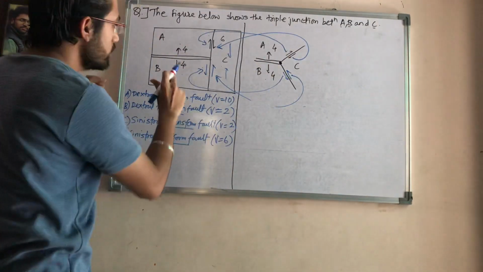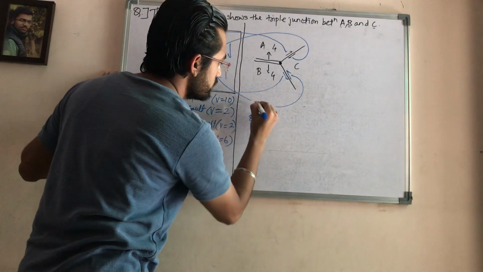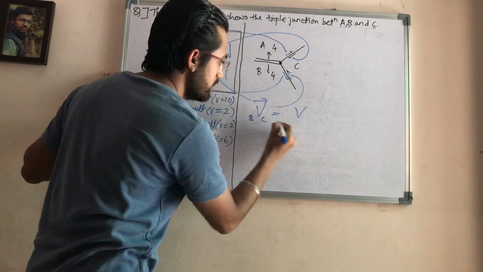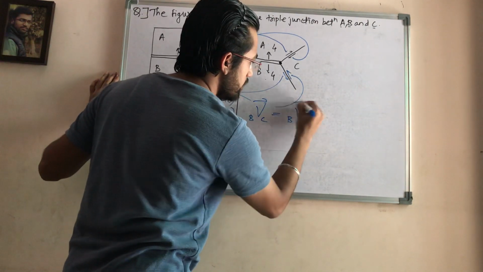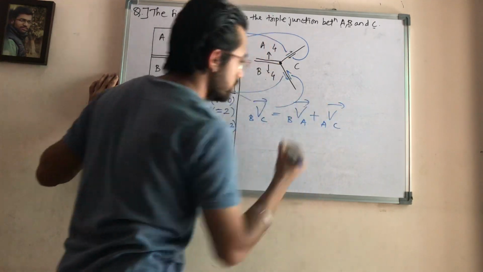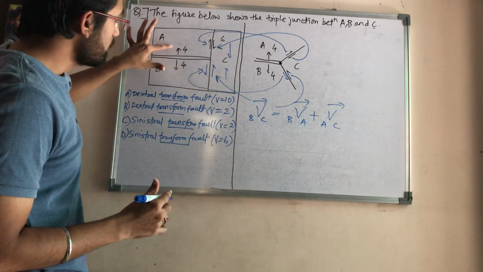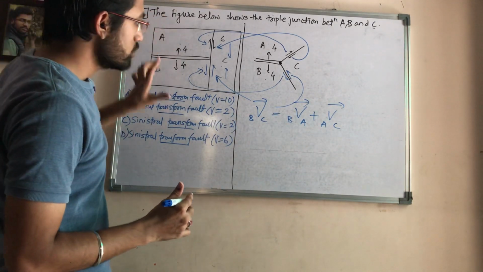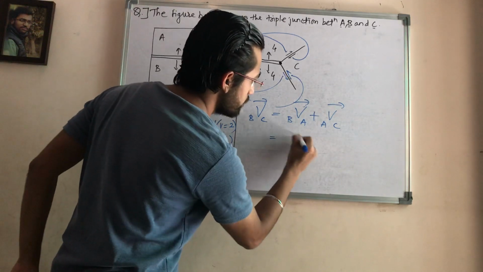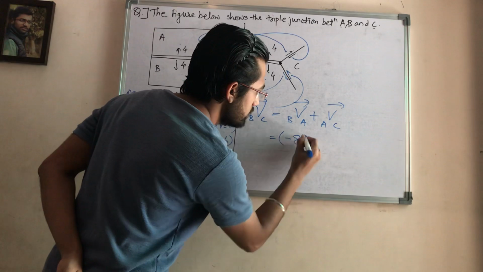You need to calculate value between B and C. So B and C means B to A plus A to C. Now you have value between A and B. So this is half spreading rate, which is 4. So actual spreading rate is 8. Because of spreading we are putting minus sign here.